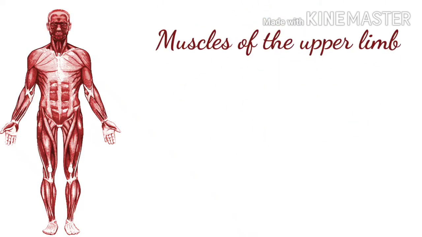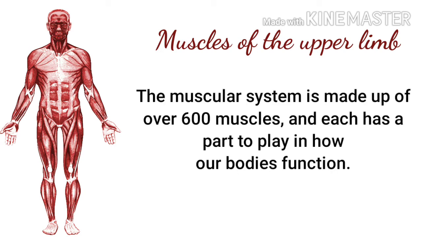Hello everyone. Today I am going to talk about the muscles of the upper limb. There are more than 600 muscles in the human body, and there is no single best way to remember them all. In this video I will divide upper limb muscles into 6 parts, and by this we will cover most of the muscles of the upper limb.